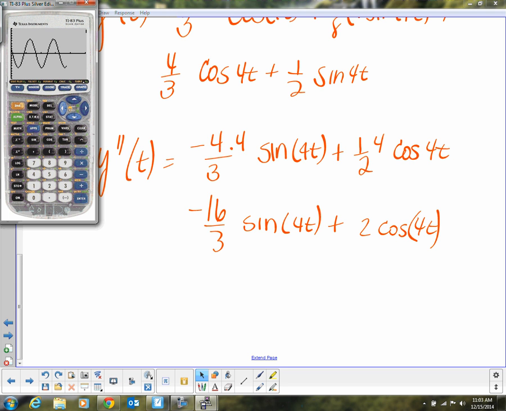So the question is, how many times does the acceleration change from negative to positive? How many times? 1, 2, 3. From negative to positive. Oh, only negative to positive. All right. So then we're going to go to, that was 167. Now we're going to go to 169, number 43.